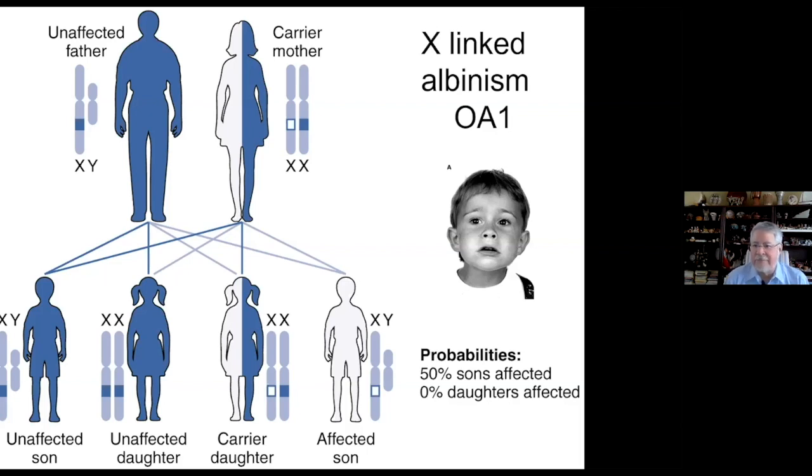So since this is mostly or almost exclusively seen in males, the probabilities are that 50% of the sons are affected, or 25% of their offspring, but none of the daughters are affected, but half of the daughters would also be carriers. So this is a much more complicated type of inheritance pattern. And we often see women with other forms of albinism classified as OA1 or ocular albinism.